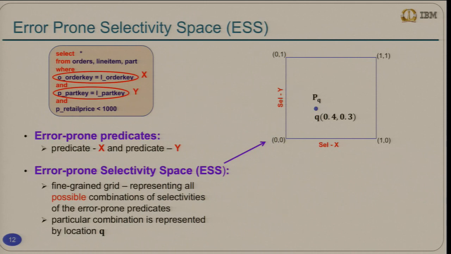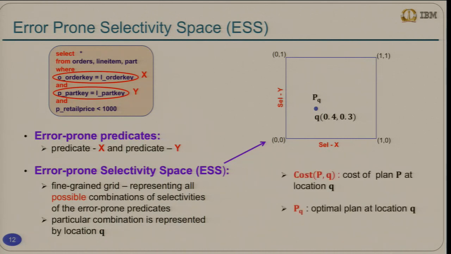And q's will always represent locations in this particular space, and p's will always represent plans. Okay. So cost of p at q is, if you take a particular plan p and you execute it on an instance where the actual selectivities are at q, then that is the cost that you are going to get. And P of q will refer to the actual optimal plan that you would pick if you actually knew q.